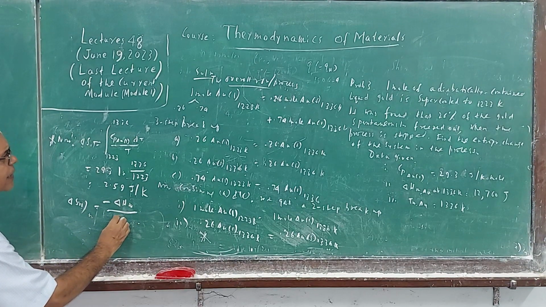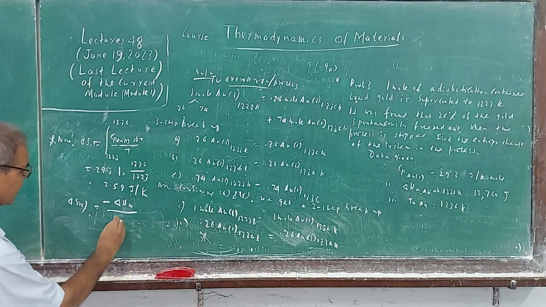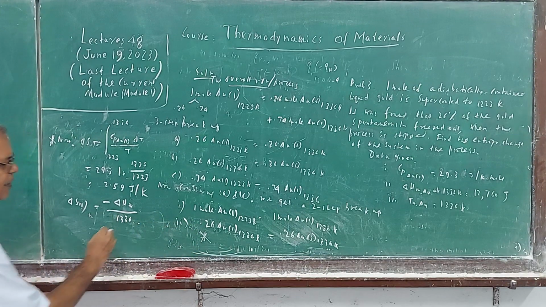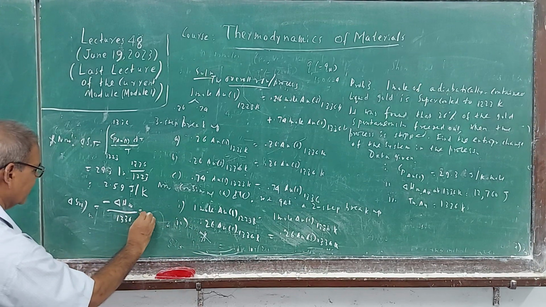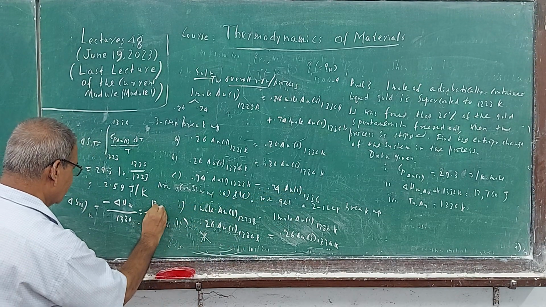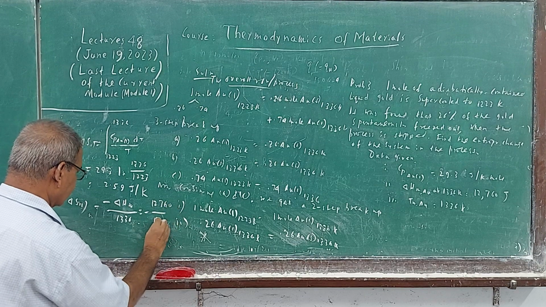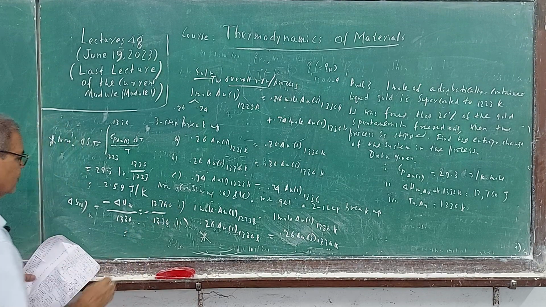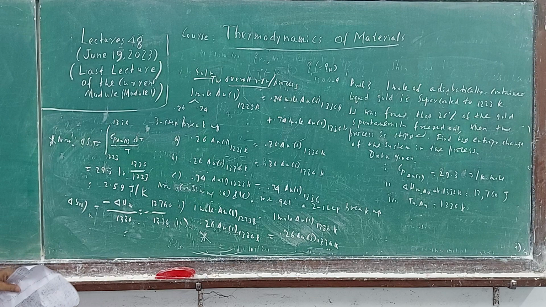Divided by what is the temperature? Which temperature is it? 1336. Write this again, minus 30. What is the value? 12760, divided by 1336. It will be, if you do this, minus 2.48.